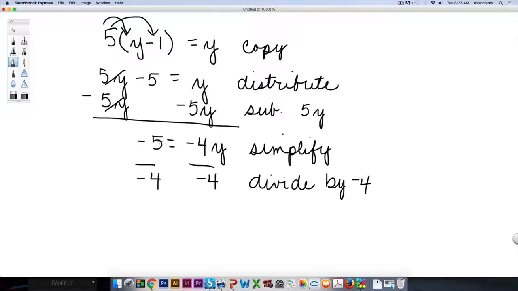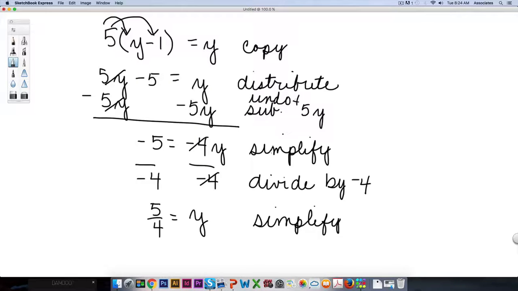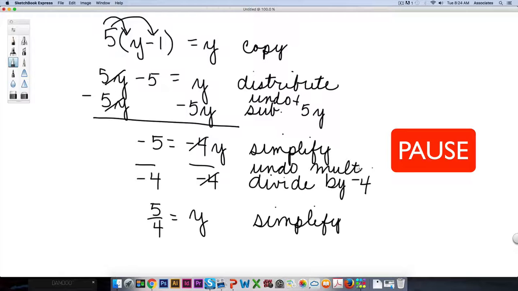Now I'm going to simplify. Negative divided by negative is positive. I'm just going to leave it 5/4. The negative 4 and the negative 4 cancel. So there's my answer, and all I did was simplify. So I can tell my steps. All right, so we're going to undo subtraction. Up here we undo addition by subtracting. Here we undo multiplication by dividing. All right, pause the video, students, and add this to your note taker.